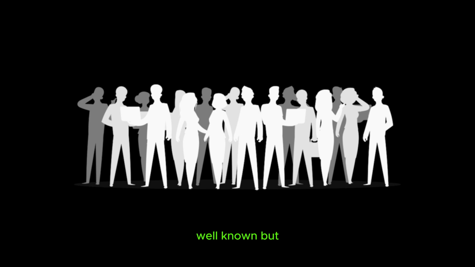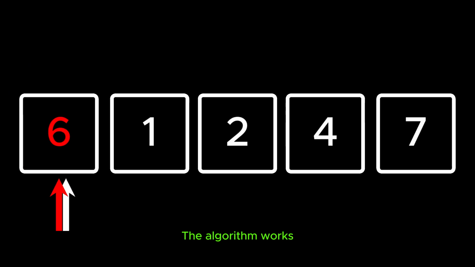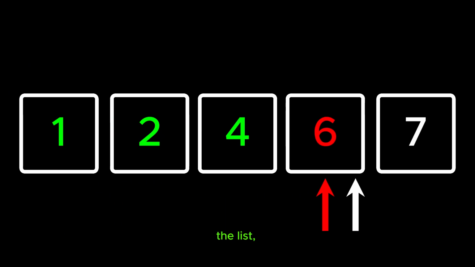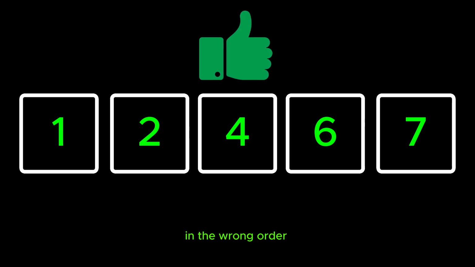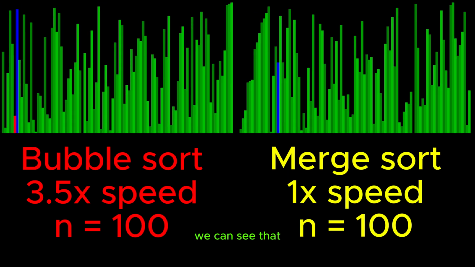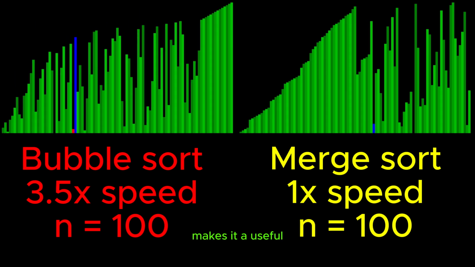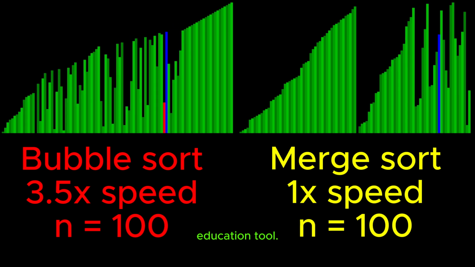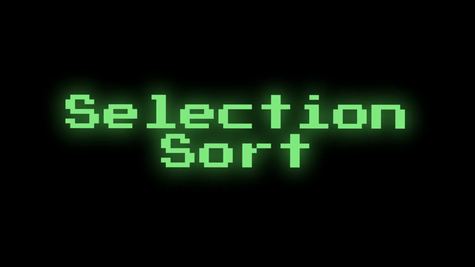Bubble sort is one of the most well-known but inefficient sorting algorithms, often used to teach sorting concepts. The algorithm works by iterating through the list, comparing adjacent elements, and swapping them if they're in the wrong order. This process repeats until the entire list is sorted. The worst case time complexity of bubble sort is big O of n squared. Going back to the graphs, we can see that this would make it highly inefficient with large lists. However, its simplicity makes it a useful educational tool. For practical purposes, I'm gonna be honest, you're just better off going with a faster sorting algorithm.